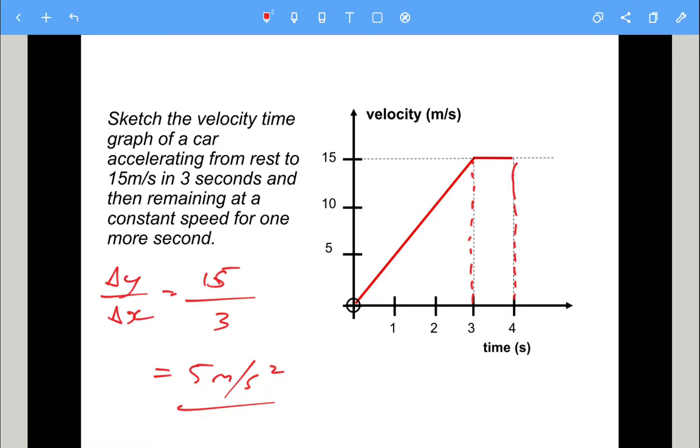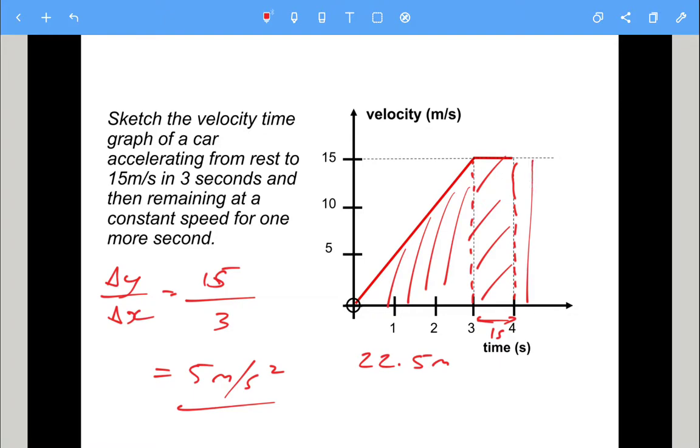Hopefully that's okay. Now for the total distance travelled, we've got to do 2 calculations. We've got the area of this triangle, so we can do that first. That's 15 times 3, which is 45. And because it's a triangle, it's half base times height, so we need to half that to give us 22.5 meters. So just write that there. And then we need the area of this rectangle. This rectangle is 1 second, and then 15 up. So 15 times 1 is 15. So we've got the 22.5 plus the 15.